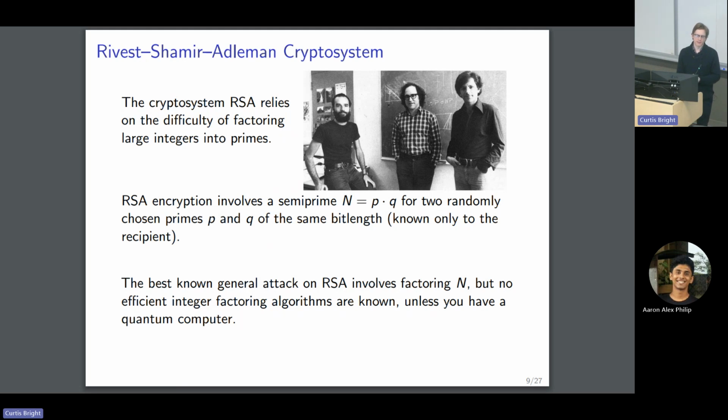So this is the classic problem from number theory. You're given an integer, factorize it into primes, right? There's a unique way to do this. This was proven by Euclid over 2,000 years ago, right? There's a unique prime factorization. We're going to actually focus on integers of a specific form called semi-primes. They have exactly two prime factors, right? So you take P, you take Q, these are two large primes, just random primes, multiply them together to get N. This is your semi-prime.